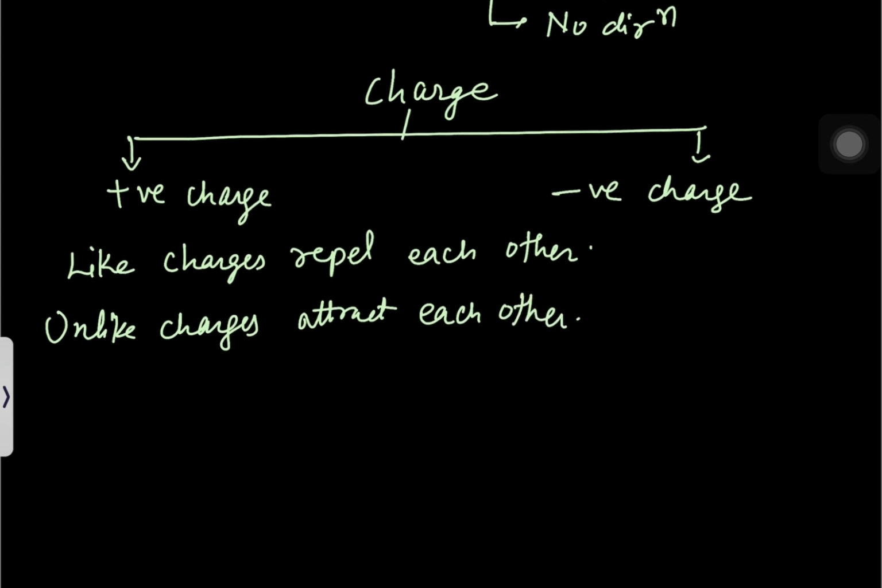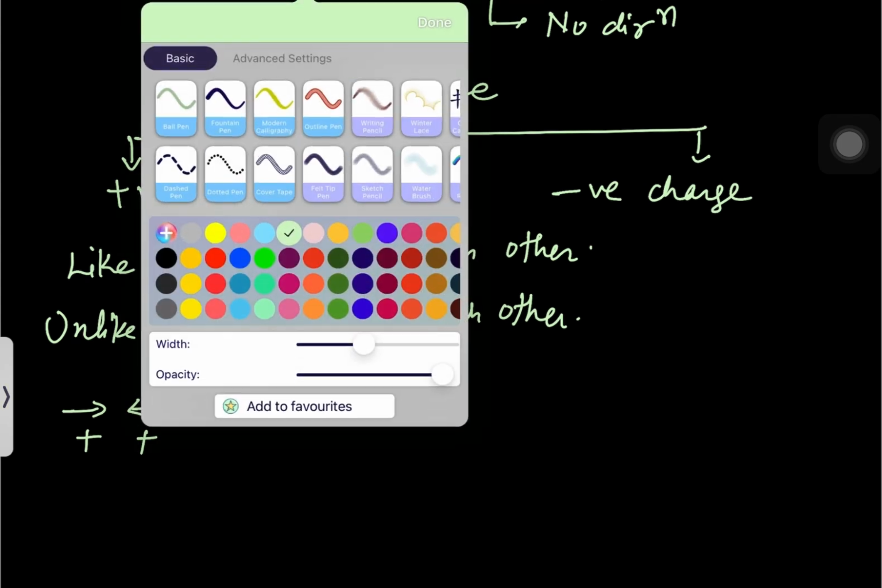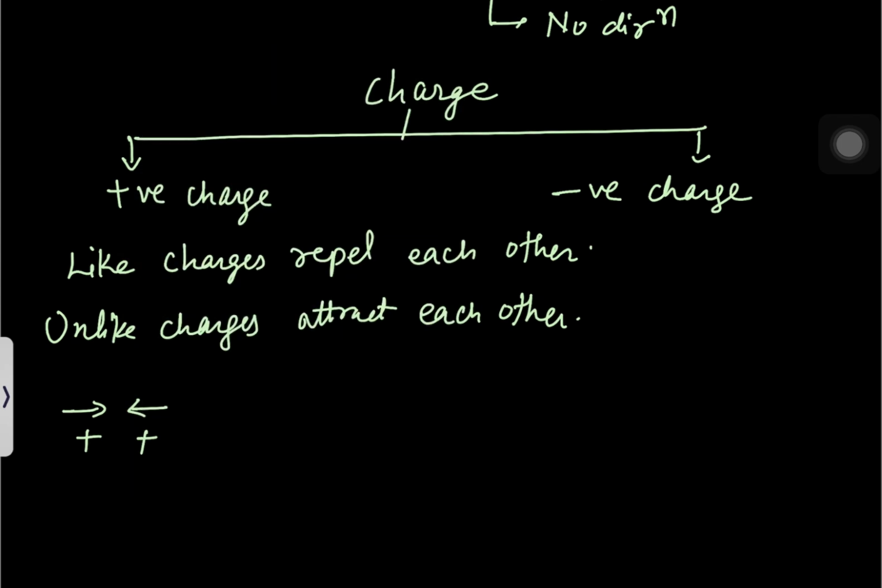So if I talk about like charges, for example, positive charge and positive charge, these are brought close, so they will repel. Repel का मतलब है यहाँ पर ये repulsion force देंगे तो ये दूर भागने की कोशिश करेंगे. Let me change the color. ये दूर भागने की कोशिश करेंगे, अपने आप से दूर भागने की कोशिश करेंगे. So here there is a force of repulsion.